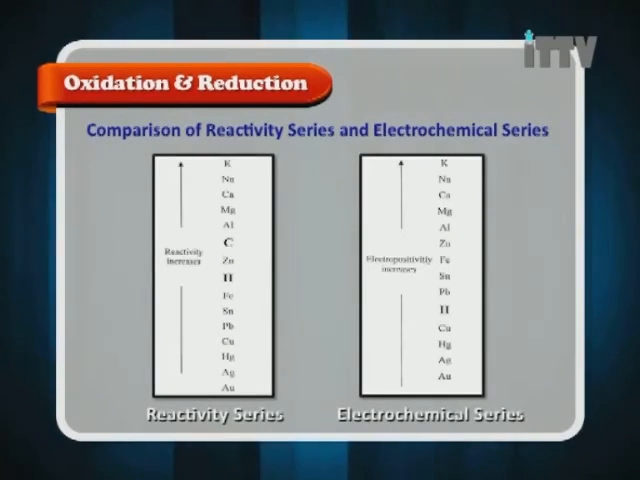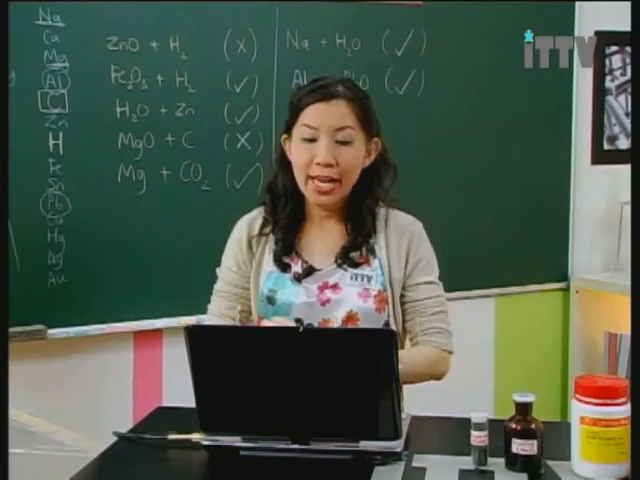Now, let's look at a comparison of the reactivity series and the electrochemical series, because today's lesson basically focuses on the reactivity series, and we notice that the position of hydrogen in the reactivity series is different from the electrochemical series. Please take note that in the reactivity series, the position of hydrogen is between zinc and iron, but in the electrochemical series, the position of hydrogen is between lead and copper. So that is the difference.